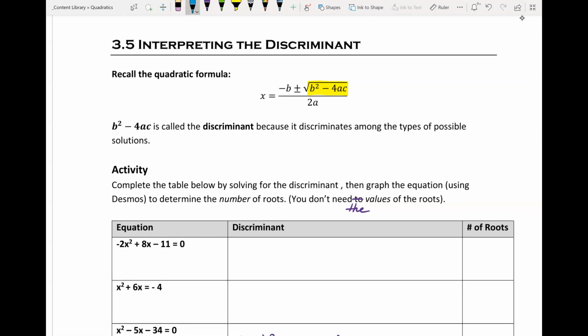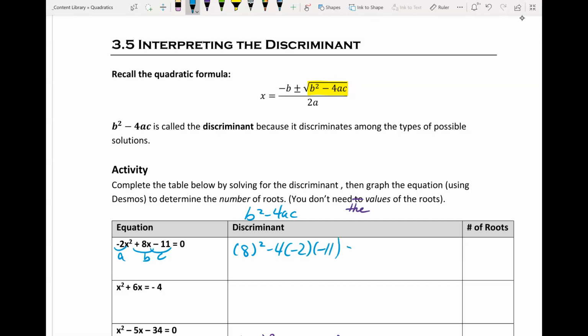So for this first one in the chart, we have negative 2x squared plus 8x minus 11. We need to determine what our a, b, and c is. So a is negative 2, b is 8, and negative 11 is c. Now we're going to plug those numbers into our discriminant formula, which is b squared minus 4ac. b is 8, a is negative 2, and c is negative 11.